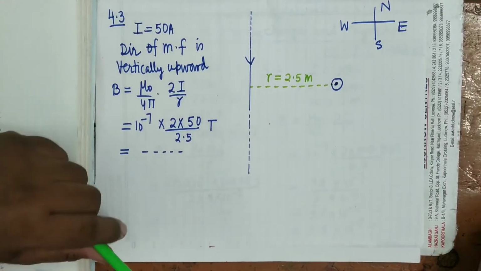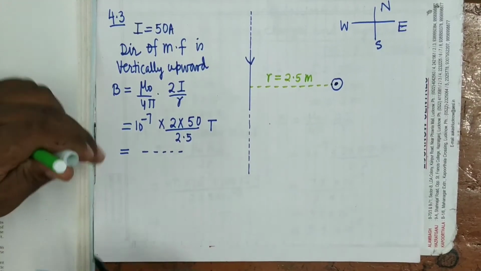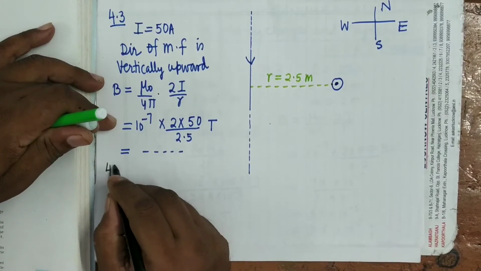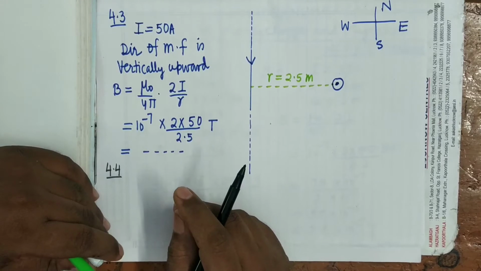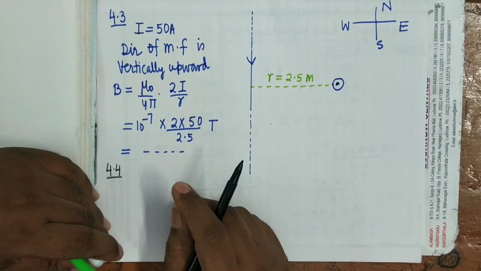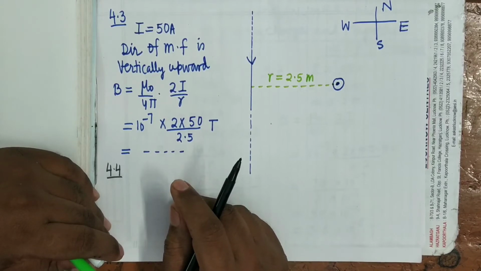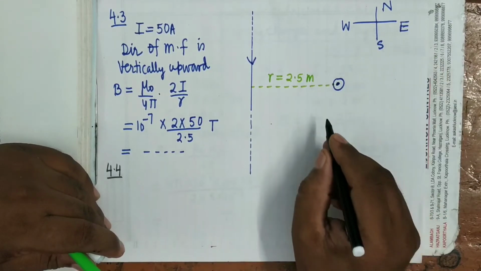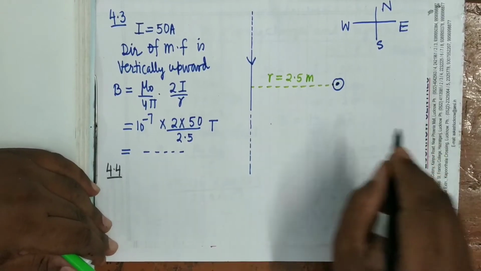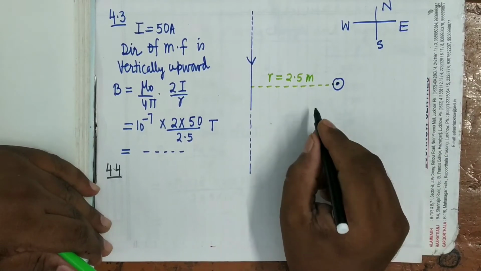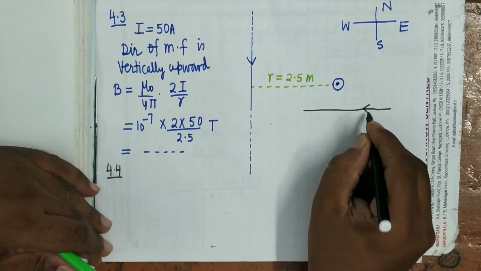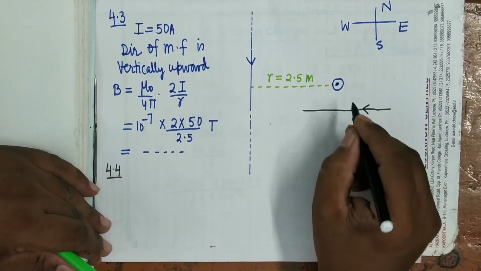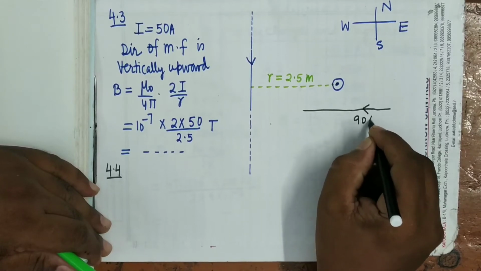Question number 4.4. A long straight horizontal overhead power line carries a current of 90 ampere in east to west direction. This I am doing with the black pen. From east to west direction means in this direction. It carries the current in this direction, and how much? 90 ampere.